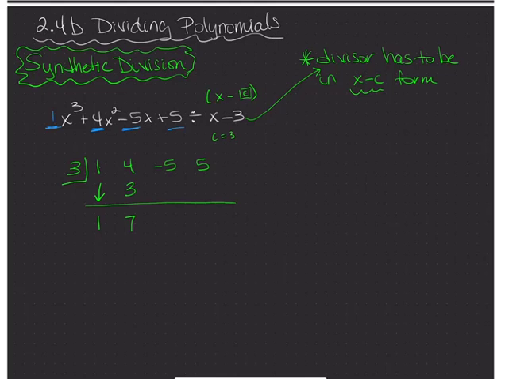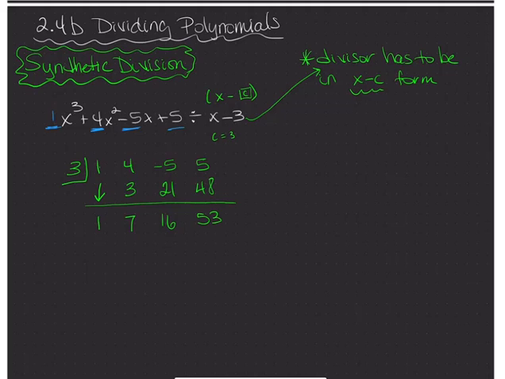Then I'm going to do that process again. 3 times 7 is 21. So I'm going to add these together, and I'm going to get 16. Following? I hope so. 3 times 16 is 48, and I'm going to write 48 in that next little spot. I'm going to add those together, and I'm going to get 53.